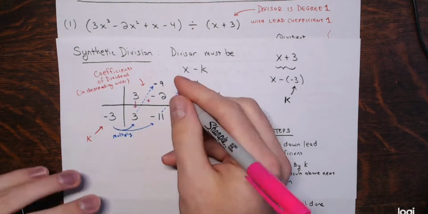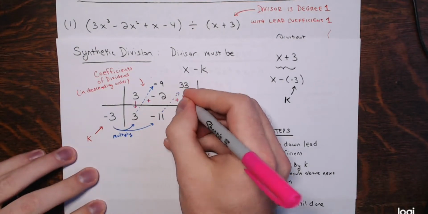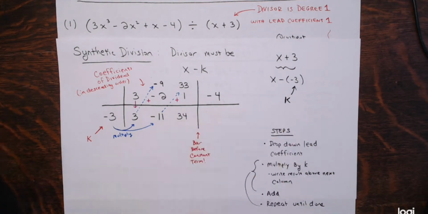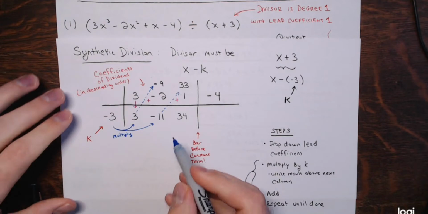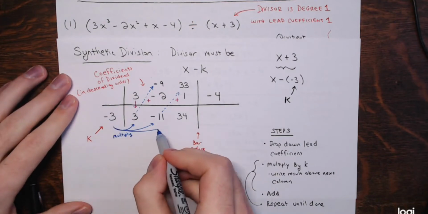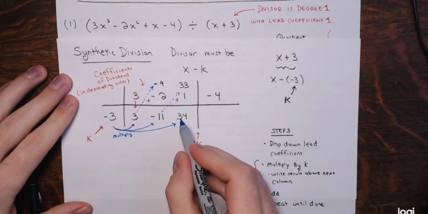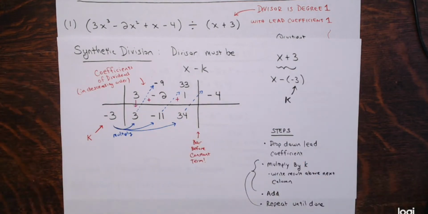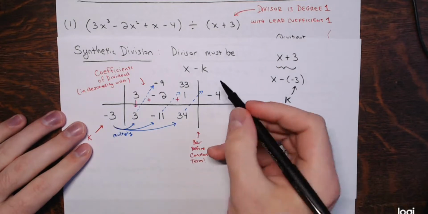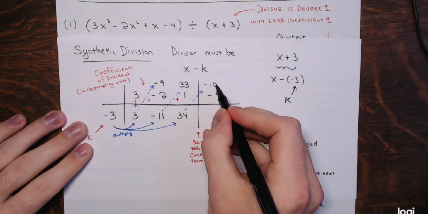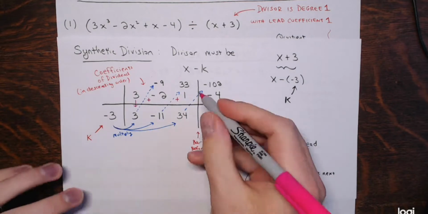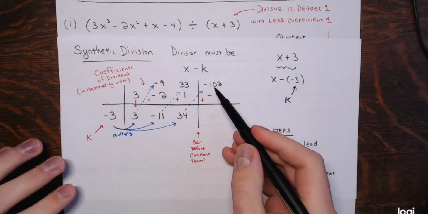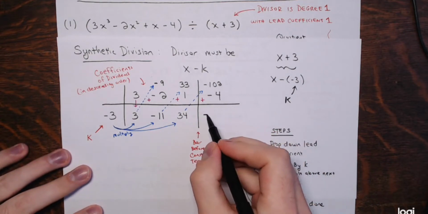Then we add 33 plus 1 is 34. And then we do it again. Multiply by k, negative 3 times 34. This goes above the next column, which is the last column. Negative 3 times 34 would be negative 102. And then we add those numbers in the last column. Negative 102 plus negative 4 would be negative 106.